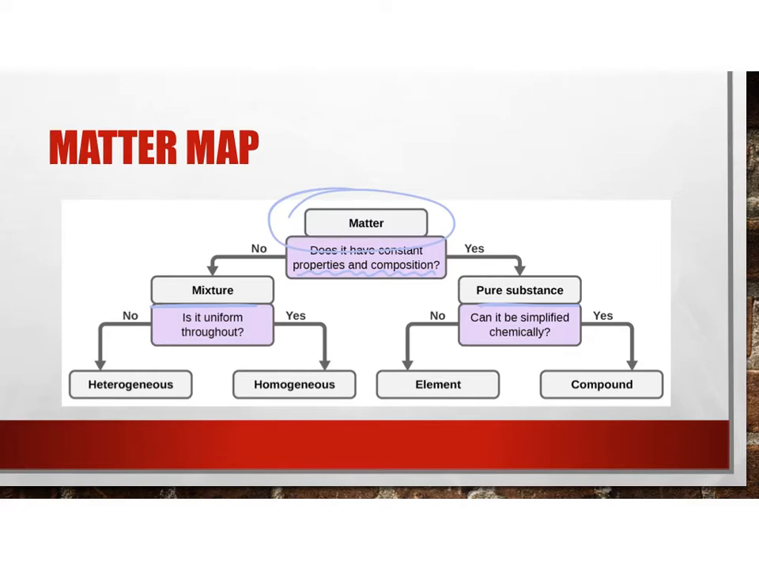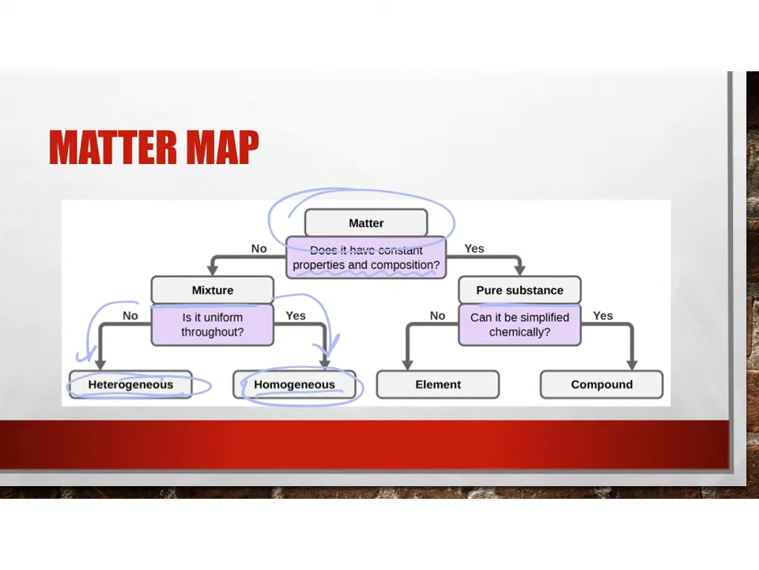A mixture is then divided into two different types of mixtures, and that is a heterogeneous or homogeneous mixture. If the mixture is uniform throughout, but does not have, again, constant properties or composition, it is a homogeneous mixture. If it is not uniform throughout, then it is a heterogeneous mixture. And I'll explain a little bit more of that in a second. I'll give you an example of each.